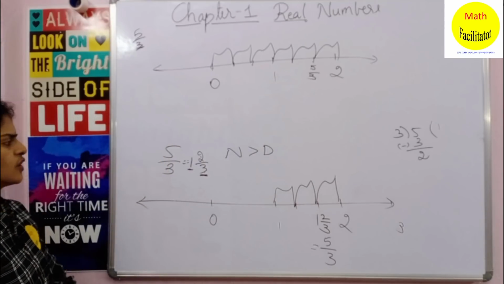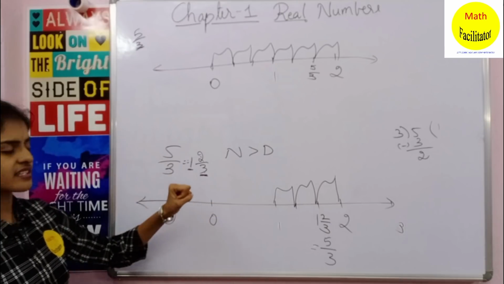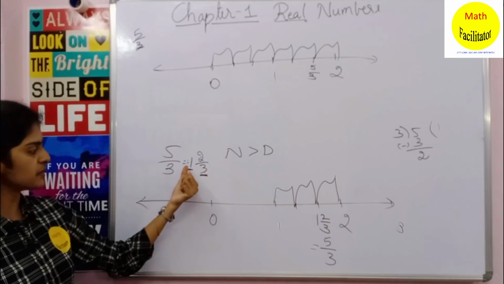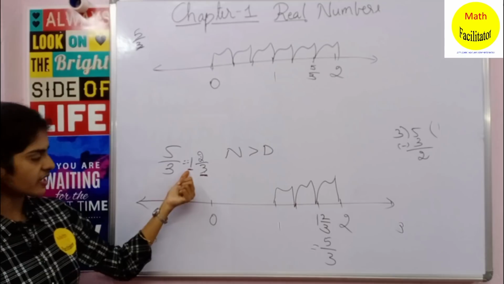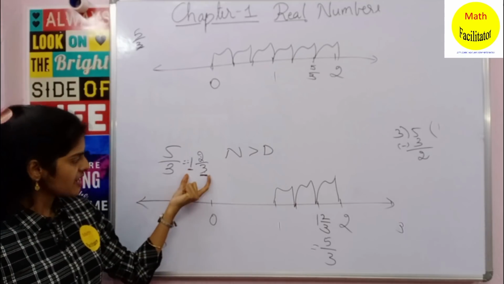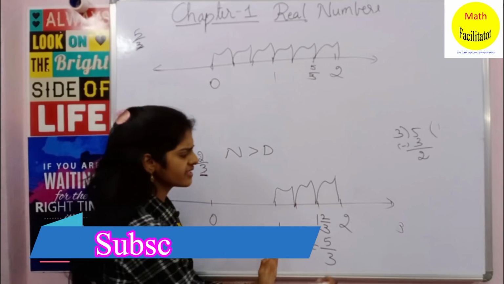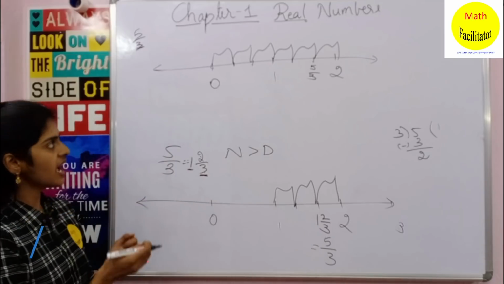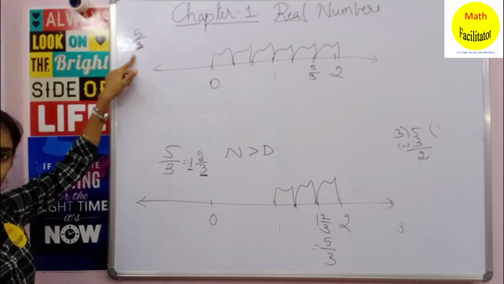Clear? So you can do it in either of these two ways, whichever is comfortable for you. You can either convert this into a mixed fraction and check between which two numbers this fraction lies. Here the integral part is 1, so this fraction is between 1 and 2. Now you will divide only this distance between 1 and 2 into 3 parts and take the required number. Otherwise, you can start from 0 and divide it into the required number of equal parts.